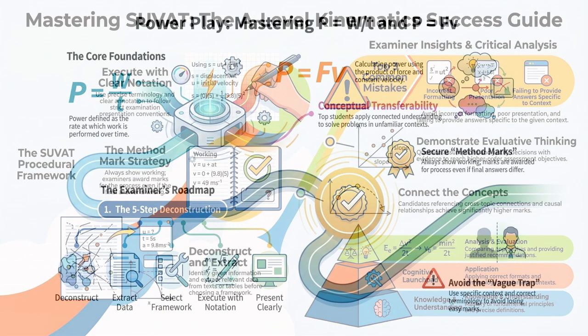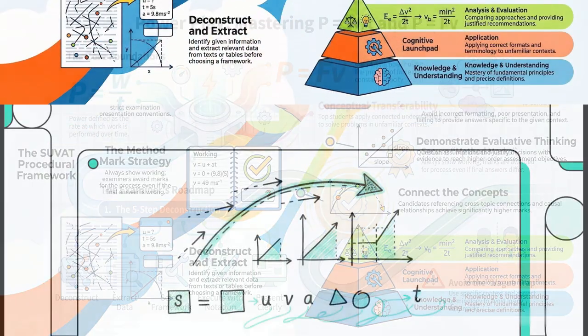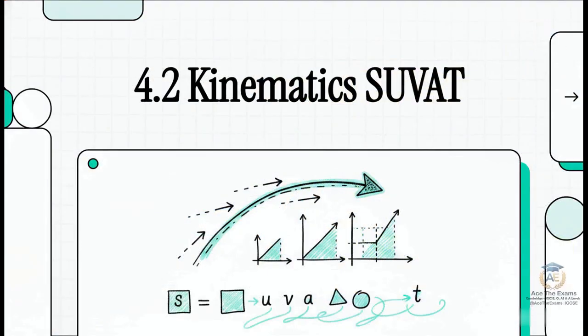Welcome to This Explainer. I am stepping in as your managing director today, and we are acting as your insider guide to mastering Cambridge Section 4.2 kinematics. Specifically, we're locking in on those SUVAT equations for constant acceleration.